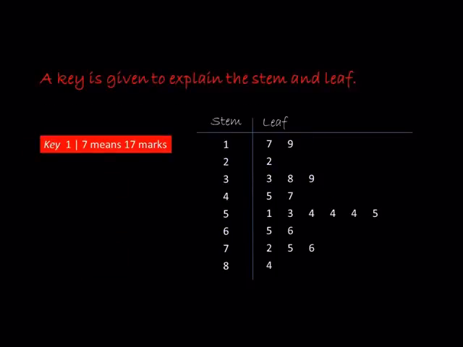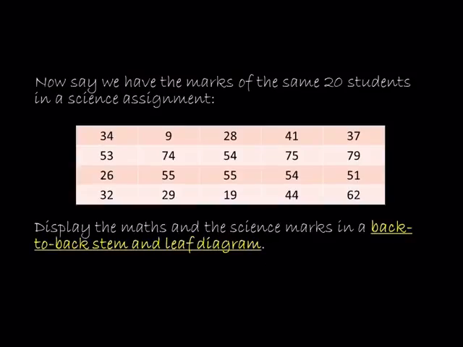And here it is completed. We also have a key to explain what the stem and the leaf mean. In our case, 1, 7 means 17 marks. So this is a stem and leaf diagram showing the maths marks in an assignment of 20 students.